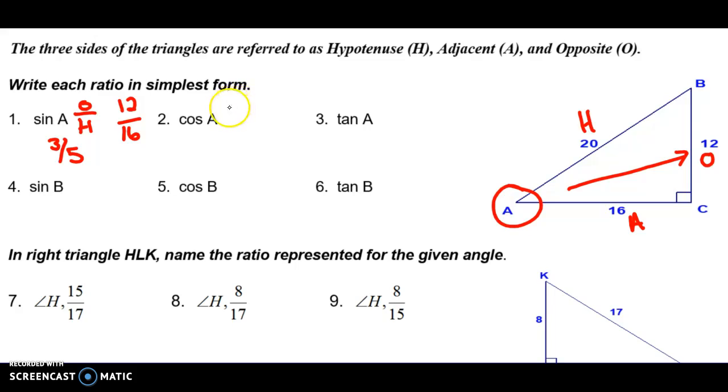Cosine is adjacent over hypotenuse, which is 16 over 20, which simplifies to 4 over 5.